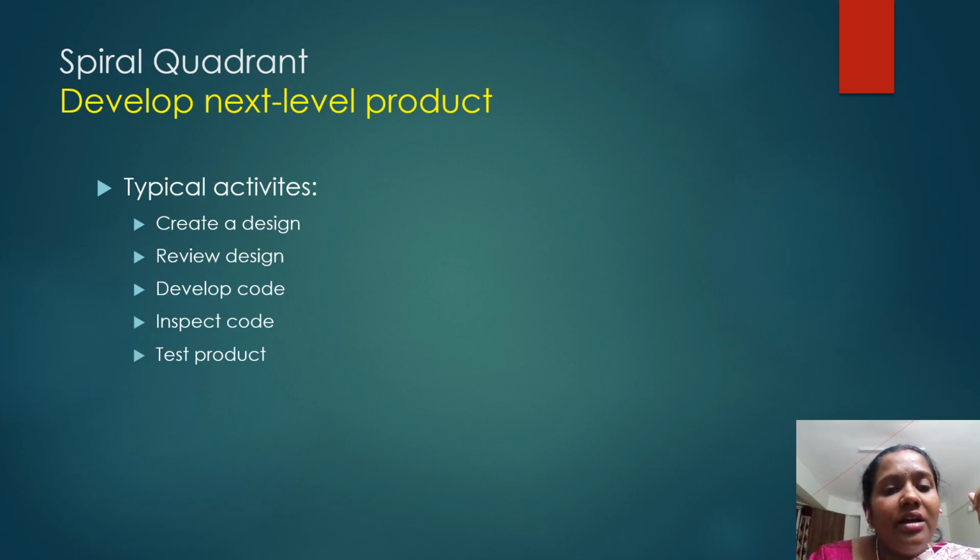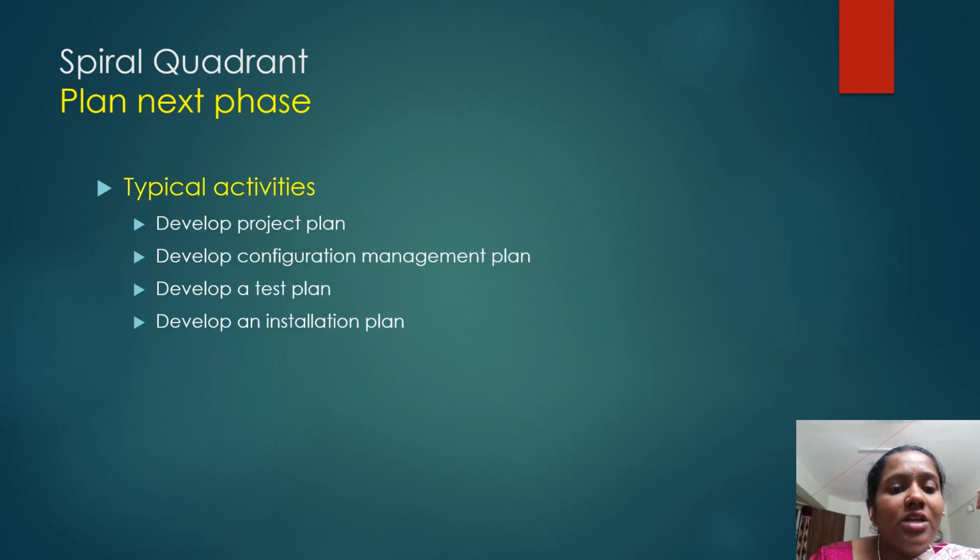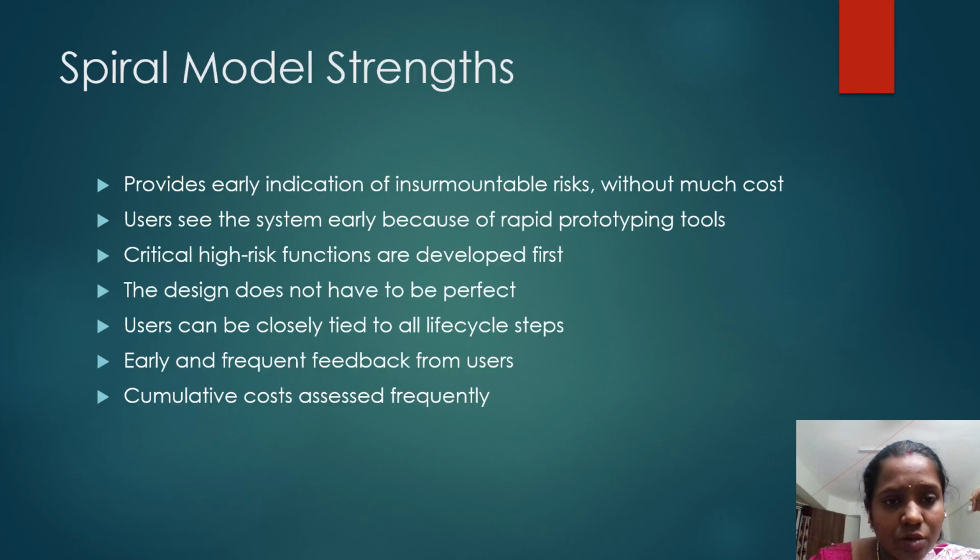The spiral quadrants are used in creating a design, reviewing a design, developing code, inspecting code and testing the product. Develop a project plan, a configuration management plan, a test plan, and an installation plan. It provides early indications of insurmountable risk without much cost. Users see the system early because of rapid prototyping tools, and critical high-tech functions are developed first. The design does not have to be perfect. Users can be closely tied to all life cycle steps. Early and frequent feedback from the users.